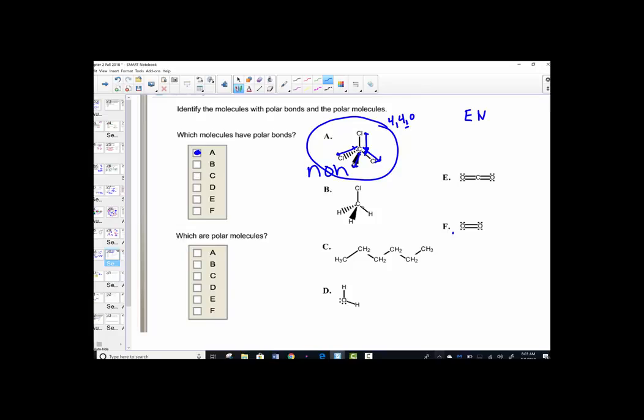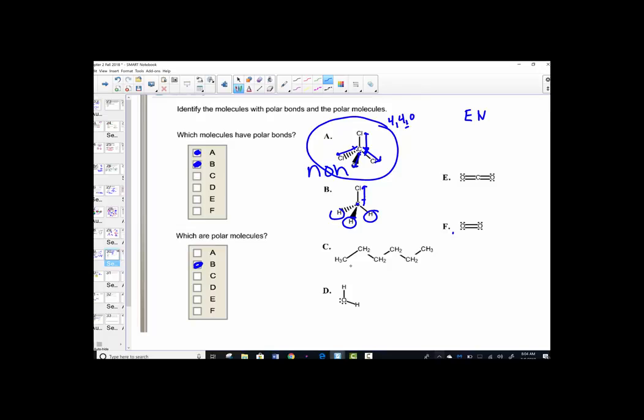If we look down at letter B, same molecule, except we have 3 hydrogens replacing those halogens there. I do see a polar bond right there. Carbon to chlorine is a polar bond. And because from the central atom, all 4 domains are not the same, there is an unequal distribution of electrons. Therefore, the molecule is polar.